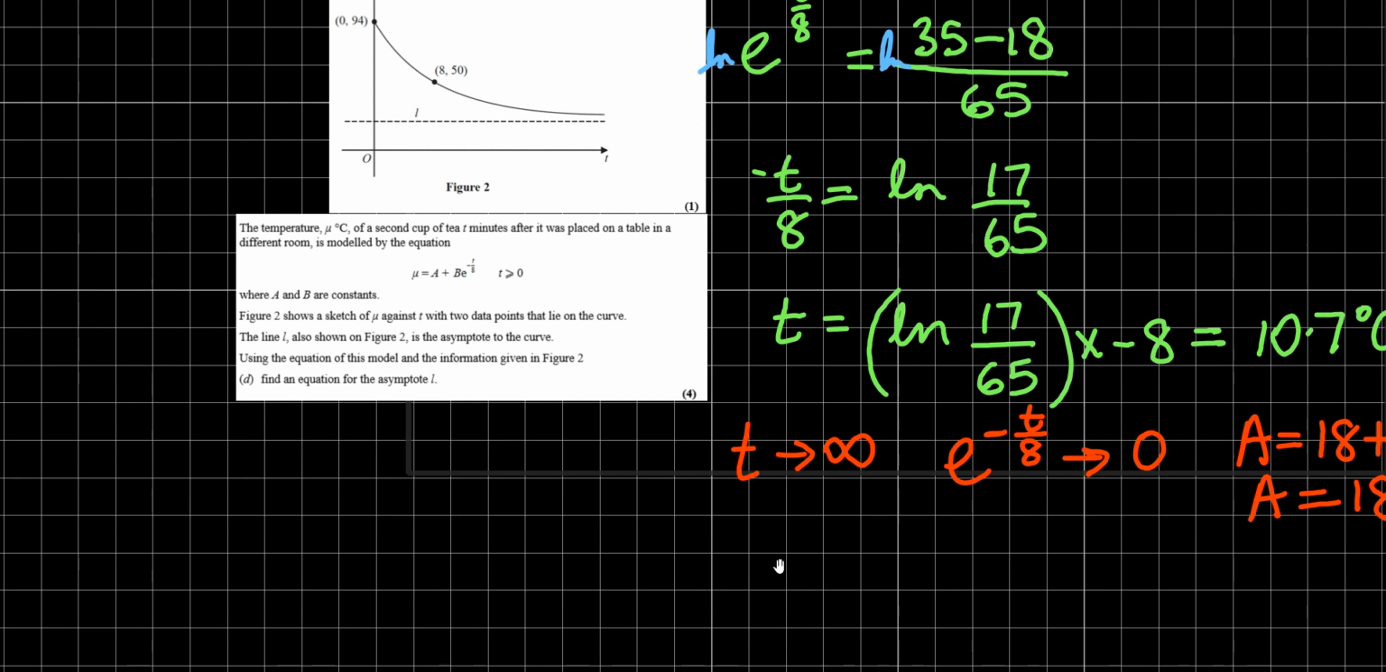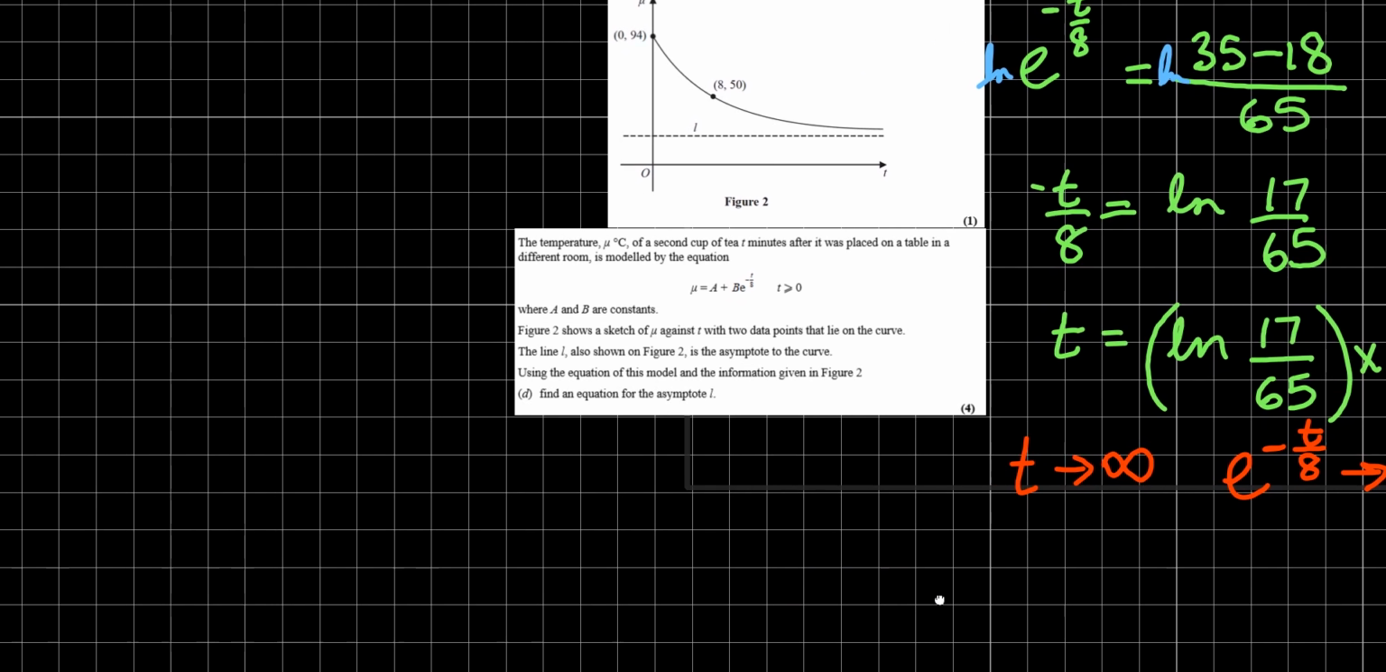Now part D, we've got the temperature mu degrees of a second cup of tea, t minutes after it was placed on a table in a different room, is modeled by the equation mu equals A plus Be^(-t/8), where A and B are constants. Figure 2 shows a sketch of mu against t with 2 data points that lie on the curve. The line L, also shown in figure 2, is the asymptote to the curve. Using the equation of this model and the information given in figure 2, find an equation for the asymptote.